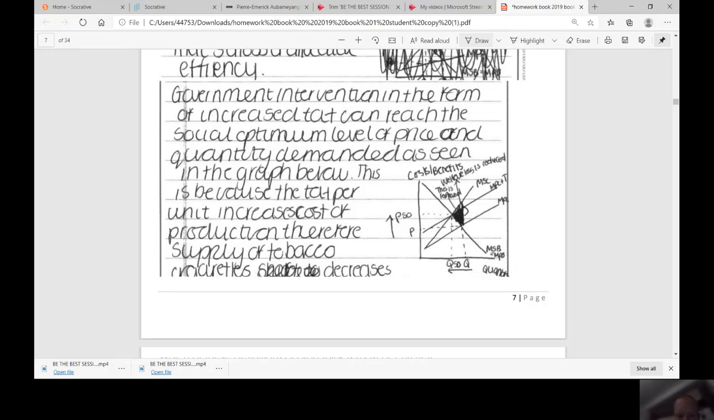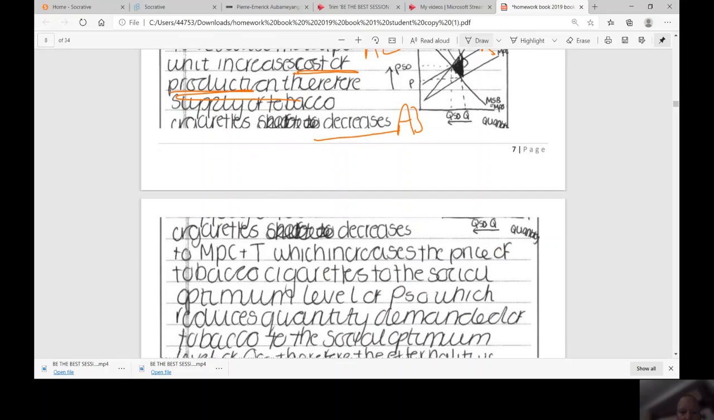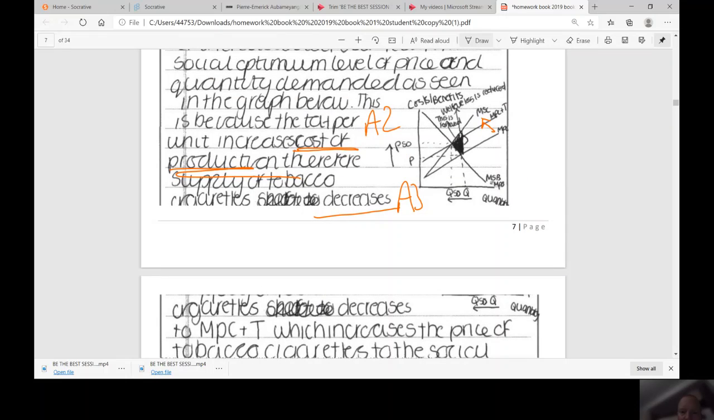This is because the tax increases the cost of production. Right, now we've got a specific part which is going to take us up to level 2. Therefore, the supply of cigarettes decreases. So now we're looking at the effect on the market, and we're analysing that change there to the marginal private cost plus tax.